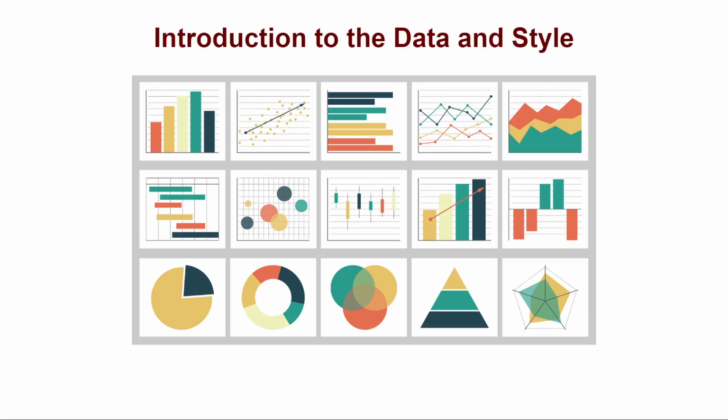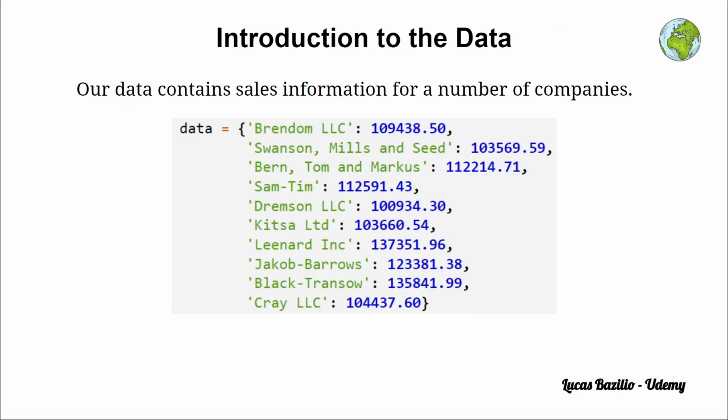In this lesson, we will introduce the raw data and also comment on the style of the plot. Our data contains sales information for a number of companies. As we can see here, we have a dictionary, a map, where the keys in green are the names of the companies and the values of this dictionary are their sales, these real values in blue. So we have a dictionary here.